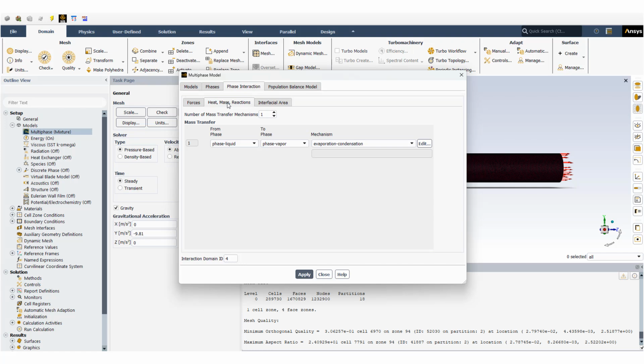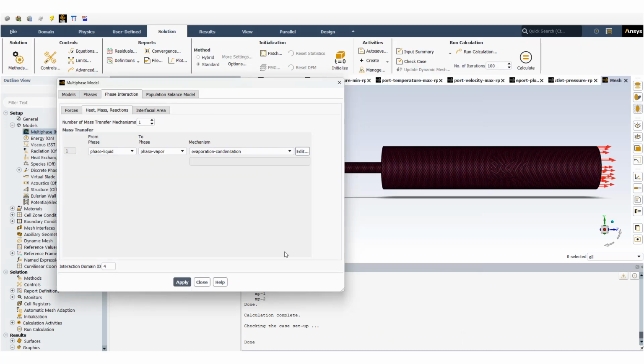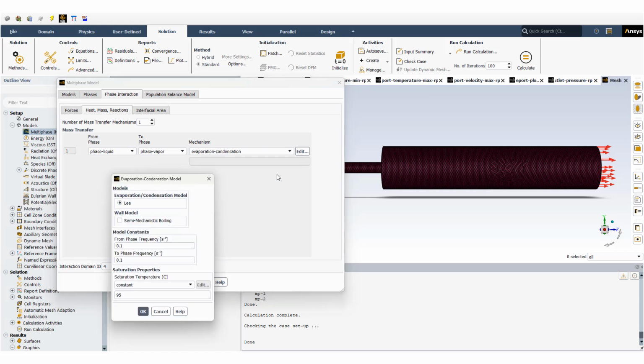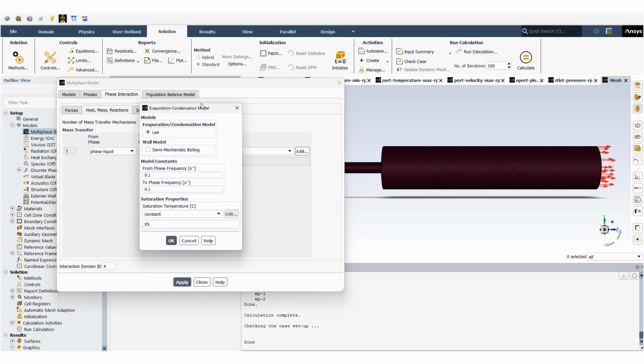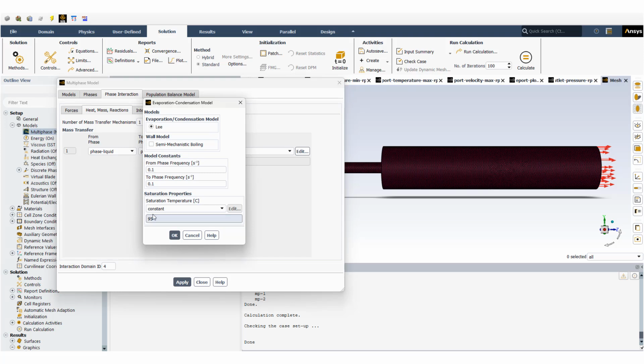Here I can set the heat and mass transfer between the phases. So here for the mechanisms for mass transfer and heat transfer, you can see that we can have no mechanisms. So there is no phase change model, constant rate for the mass flow rate and heat transfer. We can model cavitation, evaporation, condensation here, or user defined. So we choose evaporation, condensation, and we consider the saturation temperature of 95 degrees for this problem.